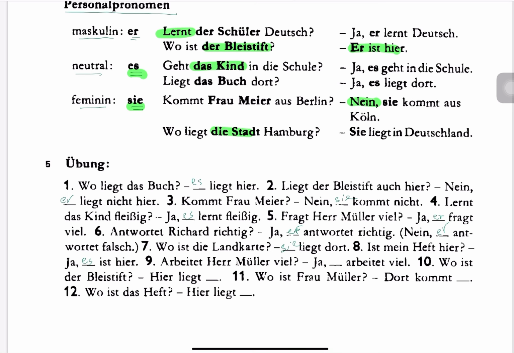Arbeitet Herr Müller viel? Does Mr. Müller work a lot? Ja, er arbeitet viel. Yes, he works a lot. Wo ist der Bleistift? Where is the pencil? Hier liegt er. It is here. Wo ist Frau Müller? Where is Mrs. Müller? Dort kommt sie. There she comes. Wo ist das Heft? Where is the notebook? Hier liegt es. Here it is.